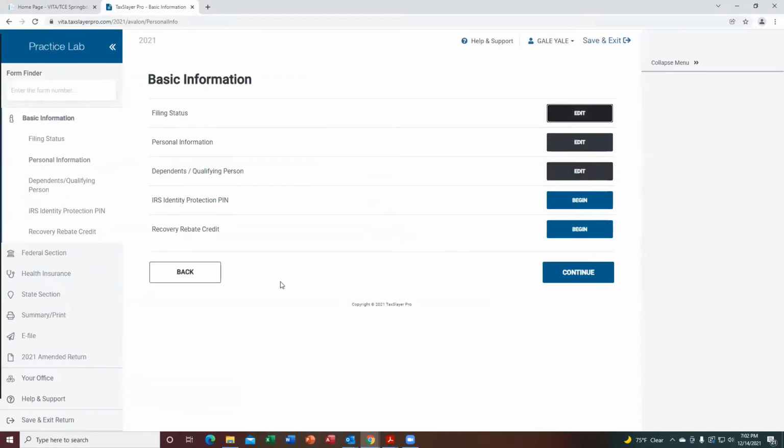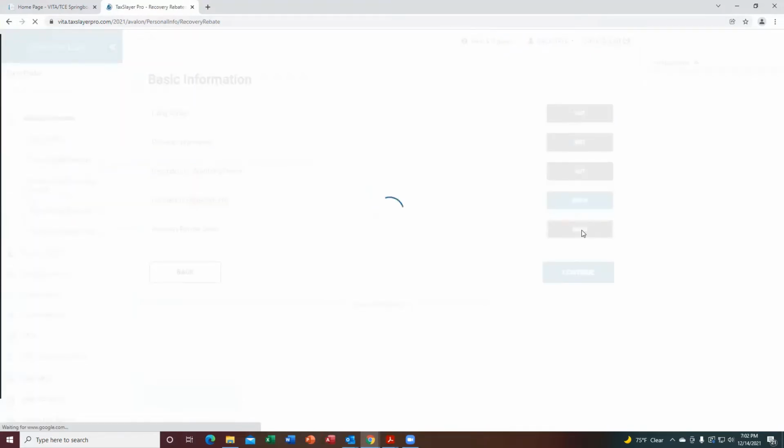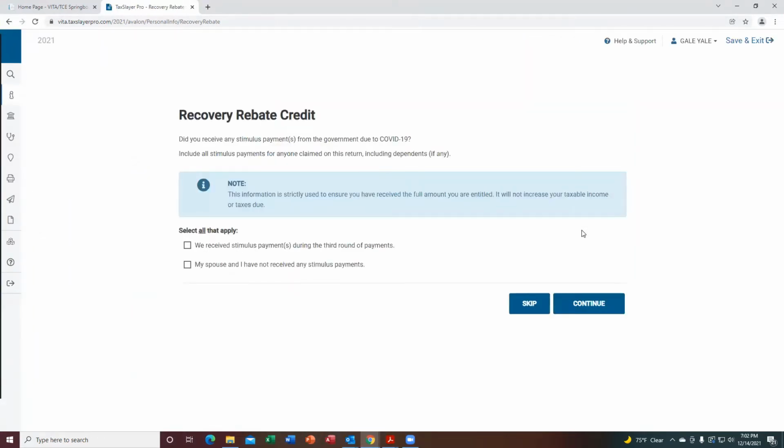Okay, so they did not have issues with identity. No, according to the intake sheet. So there's your recovery rebate credit. And this is a recovery rebate credit that they told us, and we're going to use the information that's provided in their notes. They had a total of the 2,800 plus the 1,400, so they had a total of 4,200.